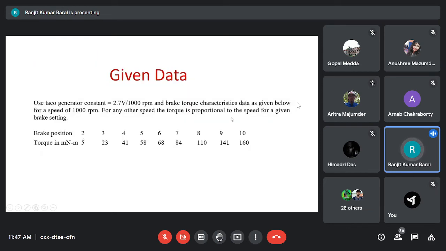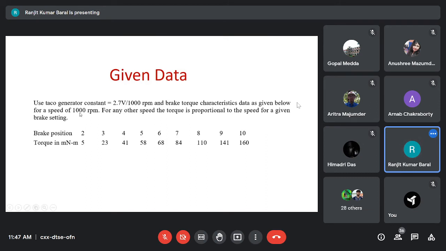So at 1000 RPM, this brake characteristic data is also given for 1000 RPM. At brake position 2, the torque generated is 5 millinewton meter. At brake position 3, it is 23 millinewton meter, all at 1000 RPM.